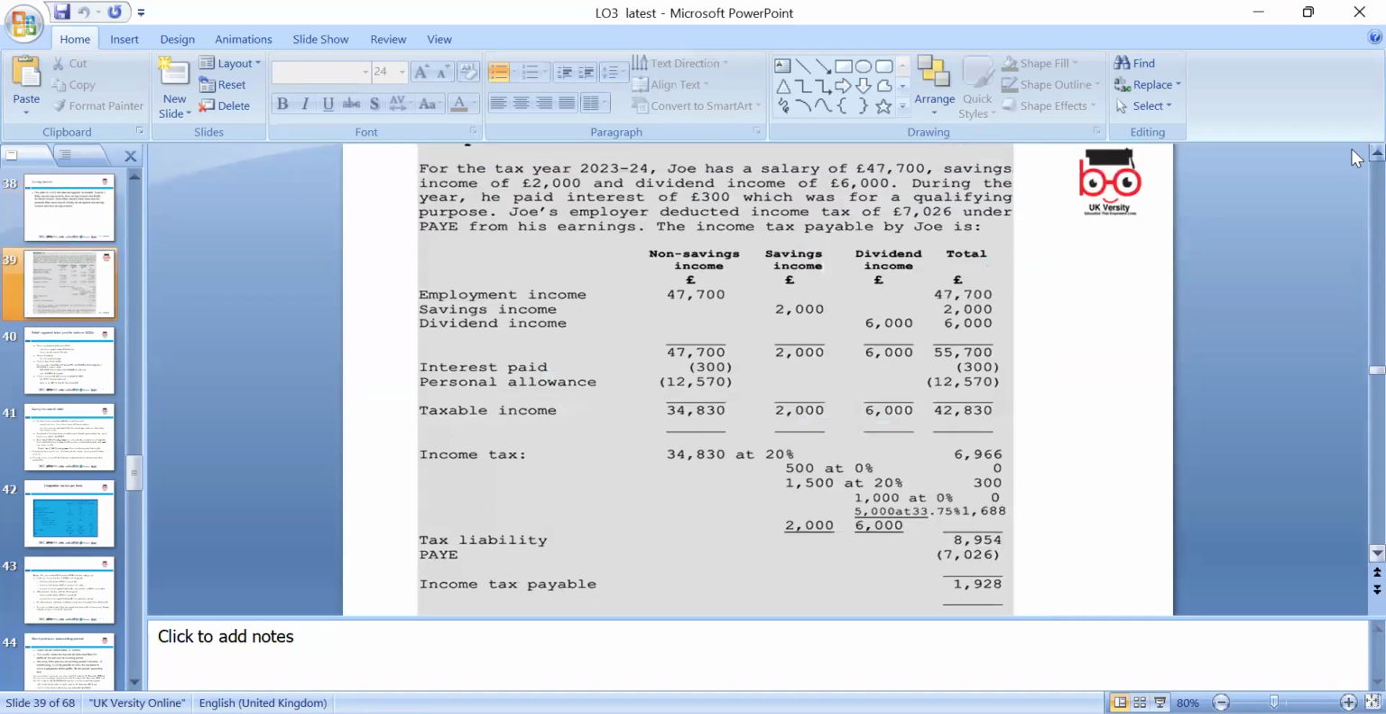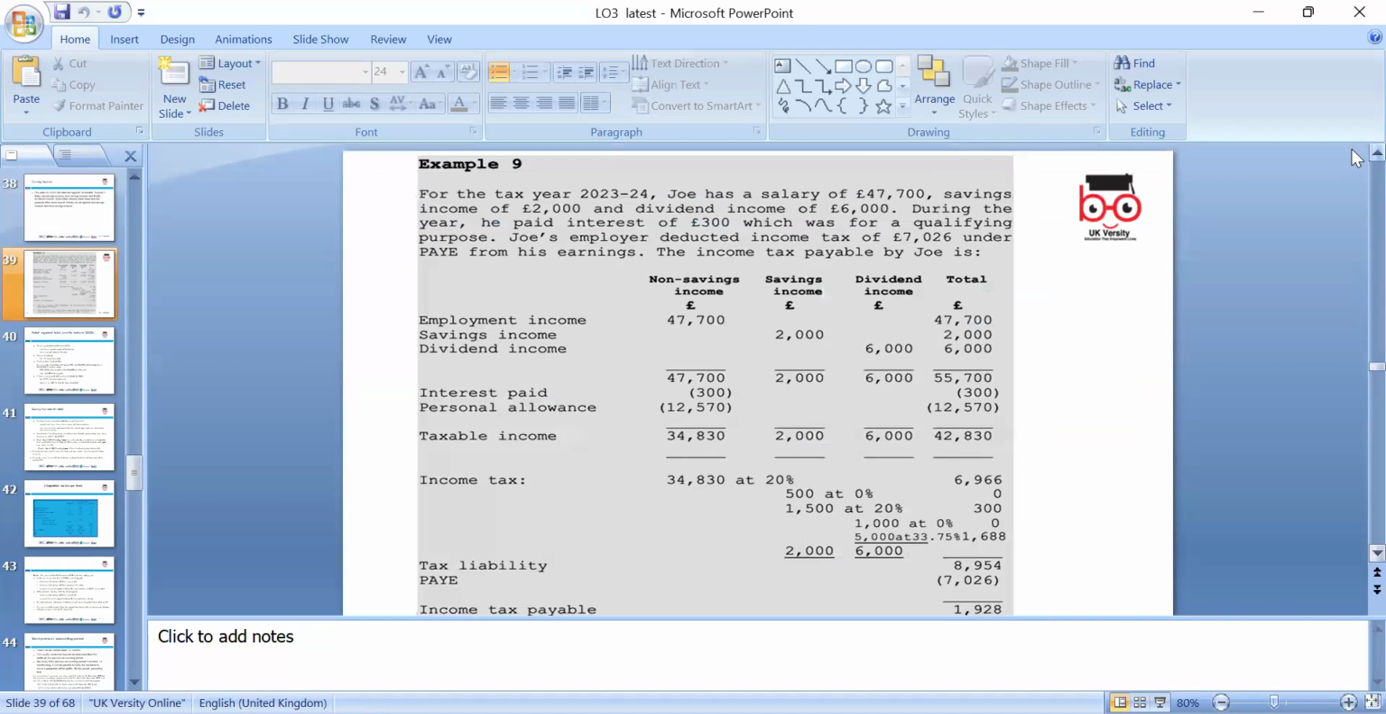Here we have another example we included. We have the tax year 2020. Joe had a salary of 47,700, savings income of 2,000, and dividend income of 6,000. So we can look around. Joe's employer deducts income tax at source on the employment income, pay as you earn.